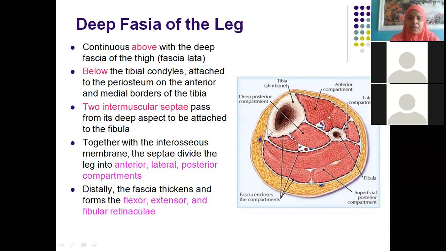Chavi, we just started. Okay. So now we are discussing about leg.